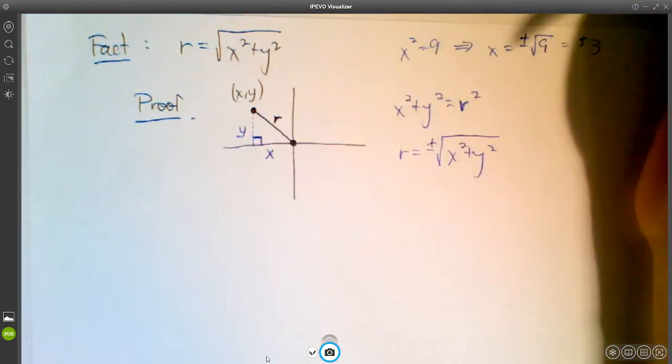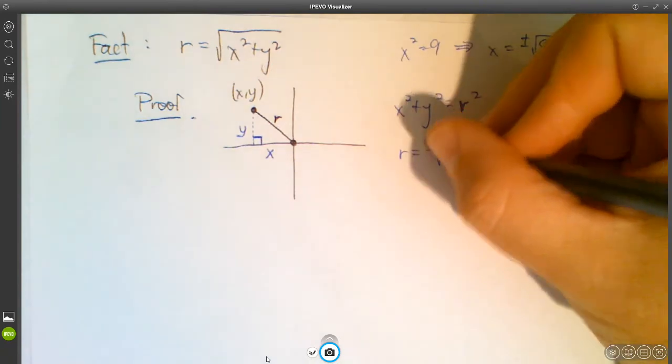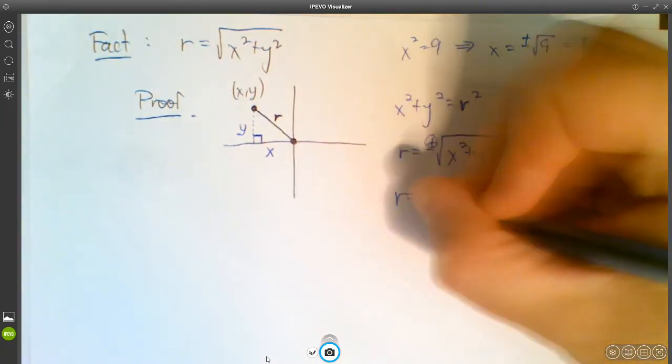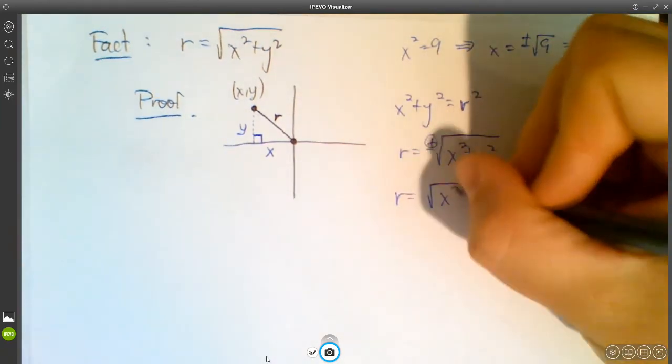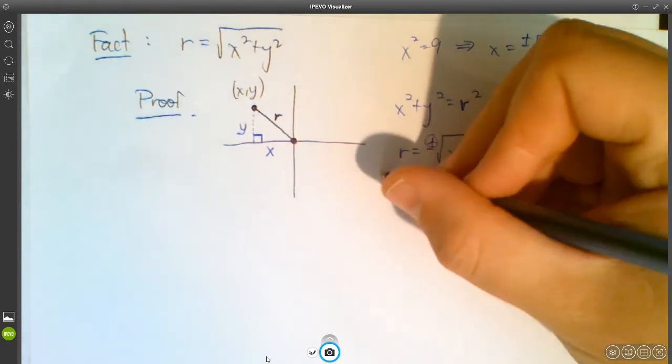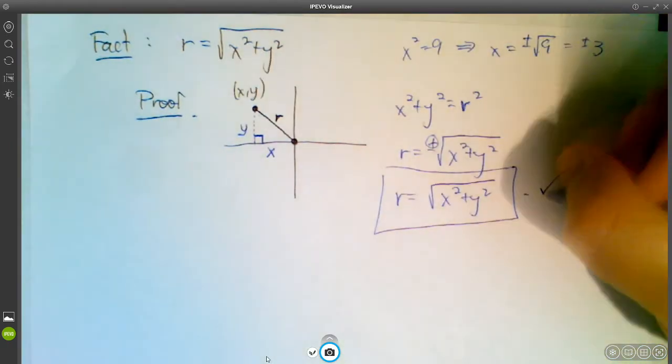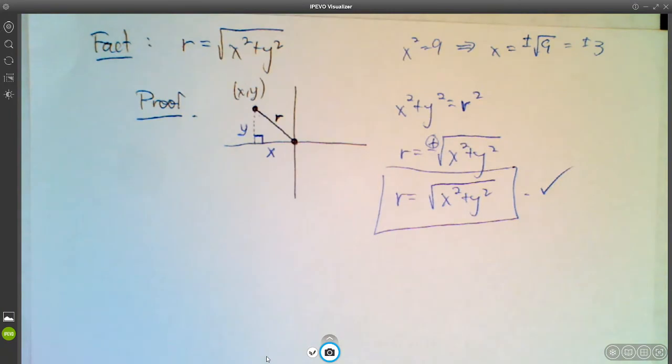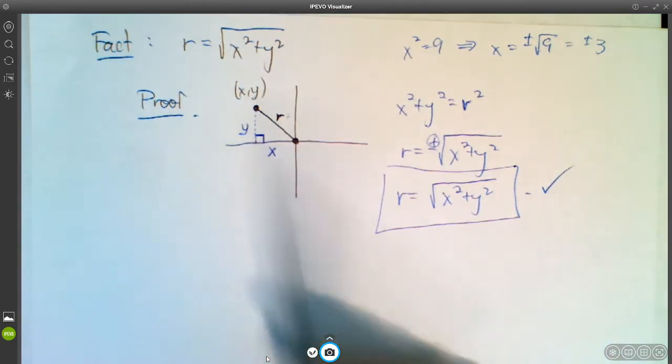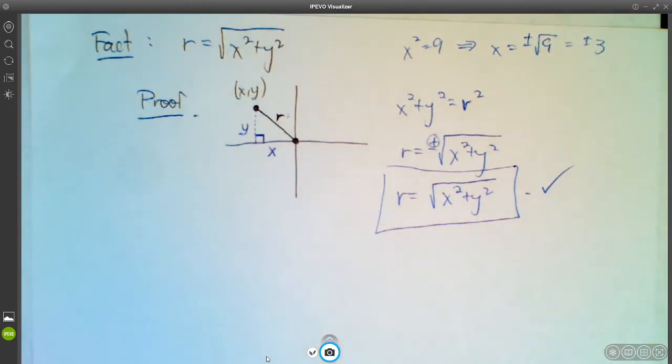However, r is supposed to be a distance, right? R is the distance from the origin to this point. Distances are always positive. So we're going to say r equals the square root of x squared plus y squared. And that goes for the entirety of this class, okay? A distance, and in particular r, we're always going to take it to be the positive square root. That's not always the case for x and y, and we'll see some of this later on in the semester.